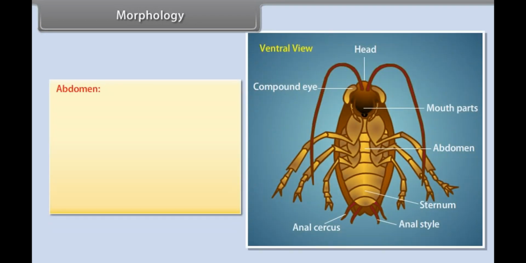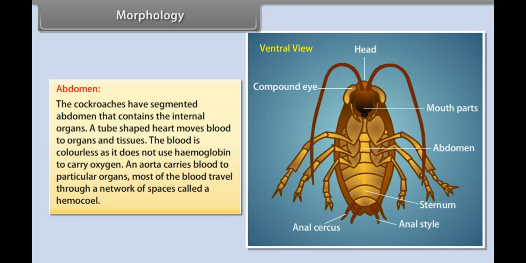Morphology. Abdomen. Cockroaches have a segmented abdomen that contains the internal organs. A tube-shaped heart moves blood to organs and tissues. The blood is colorless as it does not use hemoglobin to carry oxygen. An aorta carries blood to particular organs. Most of the blood travels through a network of spaces called a hemocoel.